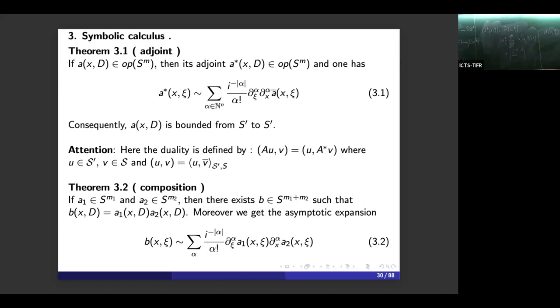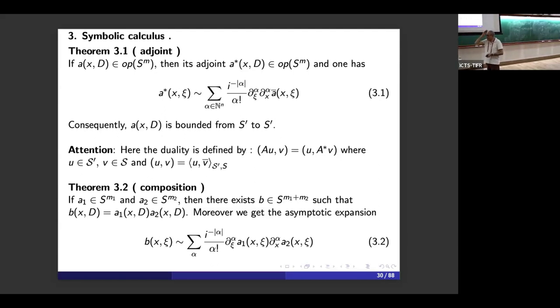now for the composition. If you compose two pseudo-differential operators of respective symbols A1 in S^M1, A2 in S^M2, when you compose them, you obtain a pseudo-differential operator in the class S^(M1+M2), with this asymptotic expansion. Again, if you take A1 and A2 as differential operators, this formula is finite. It is exact, because A1 will be a polynomial, A2 also a polynomial. You compose in this sense, and of course, when you compose two polynomial differential operators P1, P2, you take the derivative.